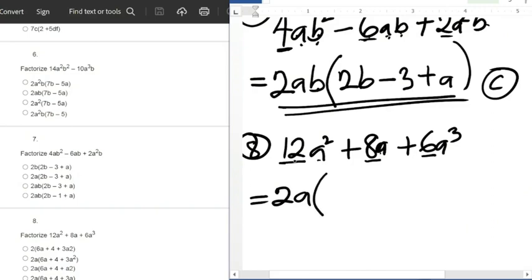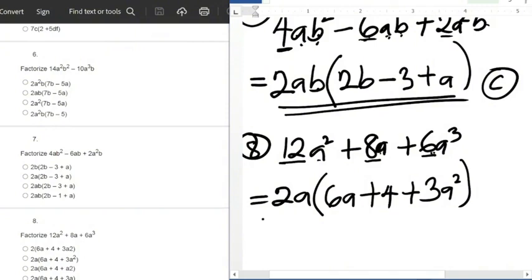So what is left here? When you divide 12 by 2, it will give you 6. When you divide a squared by a, it remains a. Plus, when you divide 8 by 2, it remains 4. A divided by a is 1. So plus 6 divided by 2 is 3. Then a cubed divided by a is what? A squared. So we close it.